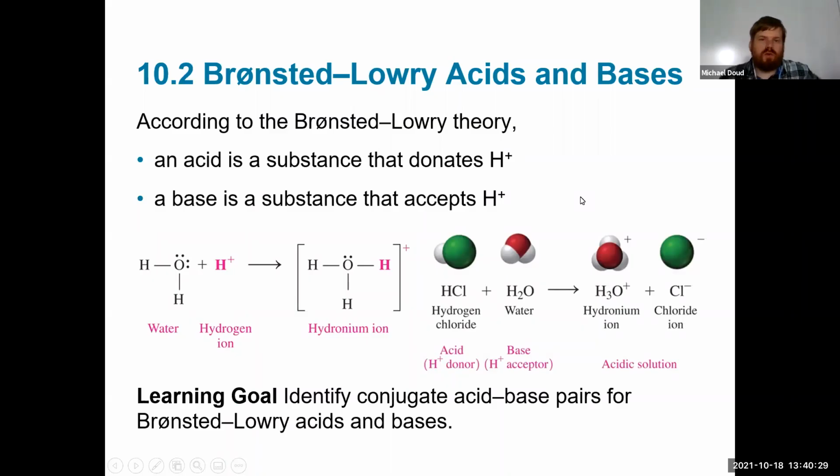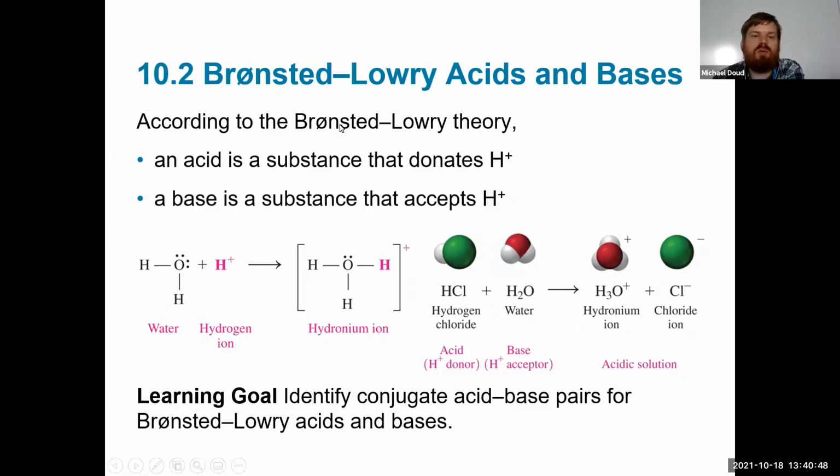Okay, so that's the first set of definitions, the Arrhenius acids and bases. The next set is the Bronsted-Lowry acids and bases. And this basically focuses on a different part, whereas with the Arrhenius ions, we were focusing on the production of which type of ion in an aqueous solution.